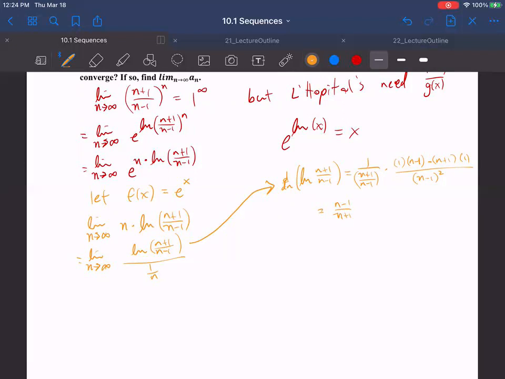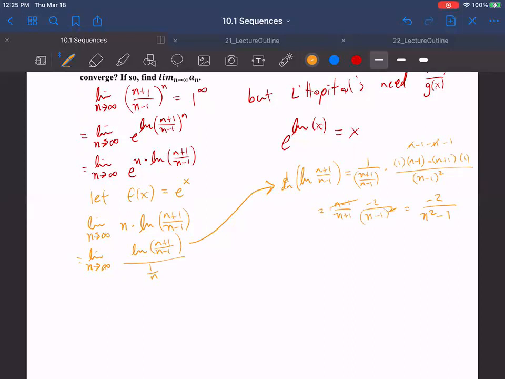n minus 1 minus n plus 1. So that's n minus 1 minus n minus 1. So that should give us a minus 2 over n minus 1 squared. We have an n minus 1 over an n minus 1 squared, right? So that's going to cancel with that. And we have minus 2 over n plus 1 times n minus 1, which is minus 2 over n squared minus 1. Okay?